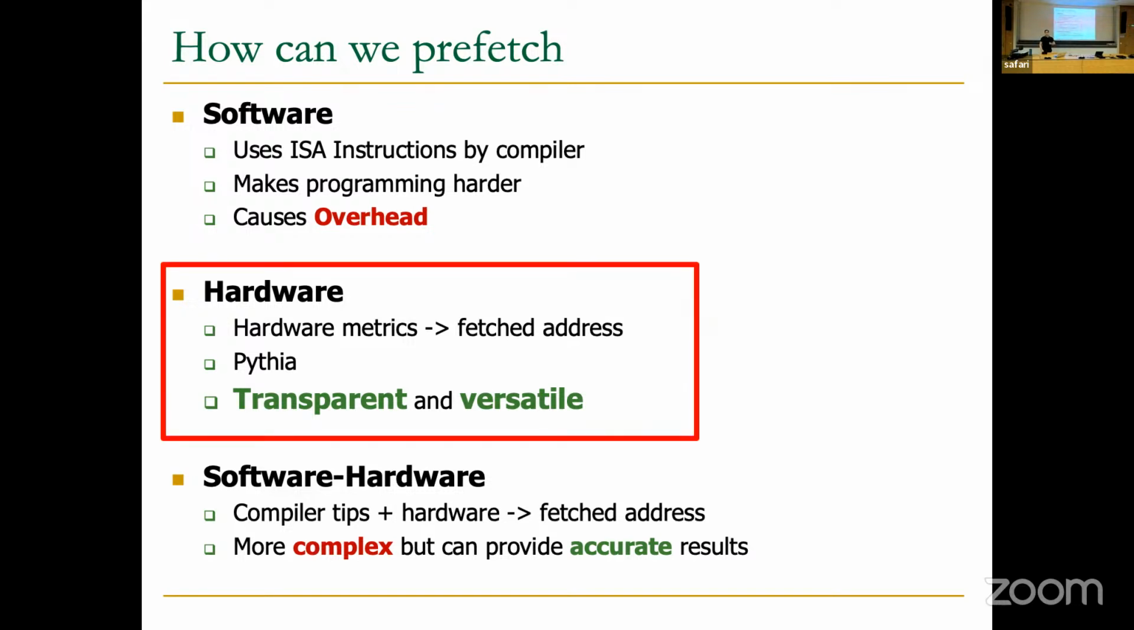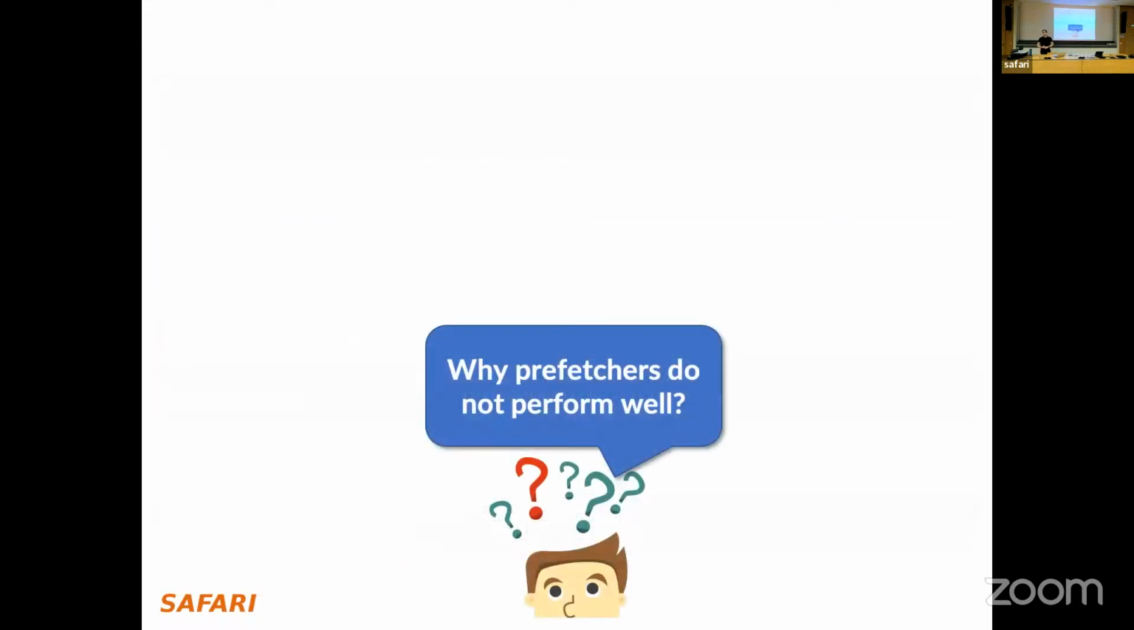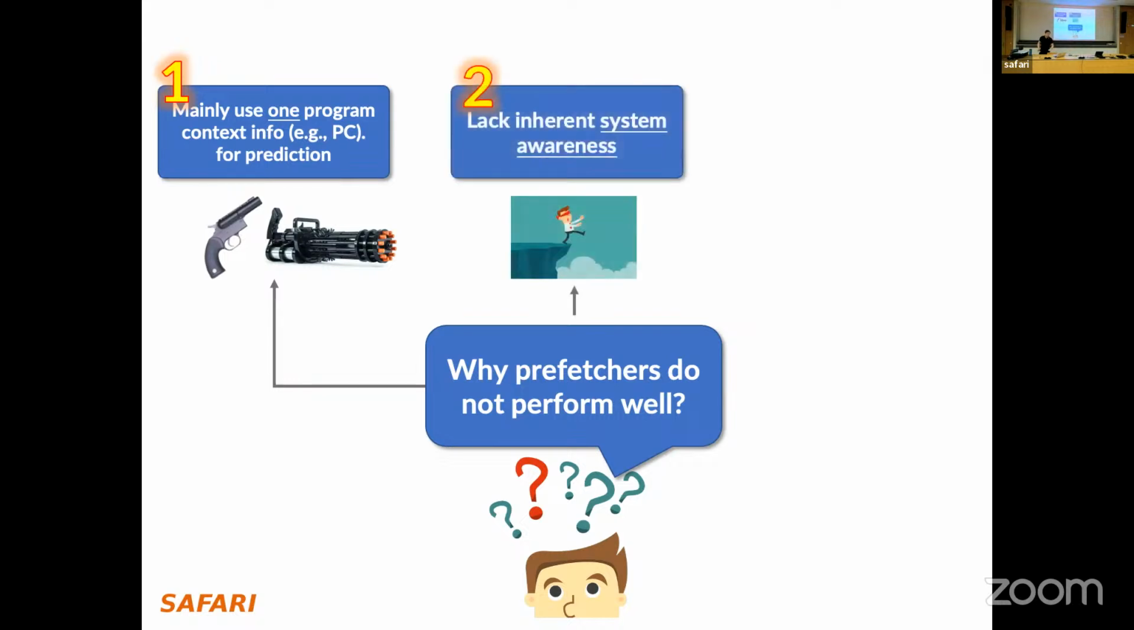And we're going to mainly take a look at hardware prefetchers for now, because Pythia, as I said, is one of them. And that brings me right to my next topic, a general overview of Pythia. So Pythia tries to tackle a lot of problems with current prefetchers. And for that, it's maybe good to look at what are some things that many prefetchers currently do not do well. Many prefetchers currently only use one program context info. One example for a program context info is PC, so the program counter. And that's obviously not good because you cannot predict complex patterns if you only have one information to predict upon, let's say. The second thing is that they lack inherent system awareness.